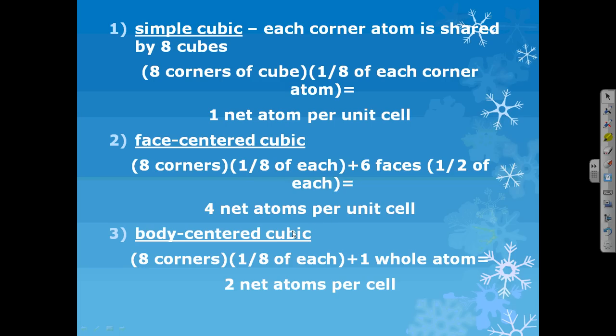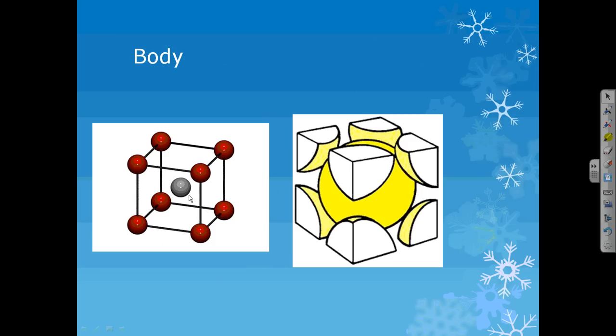Then you have body-centered. Body-centered means there's one atom centered directly in the middle of the cube. One whole atom. And again, the picture shows that pretty clearly. You continue to have your 8 corners. So if we look at a body-centered, it's this white guy right here. He's smack dab in the middle.